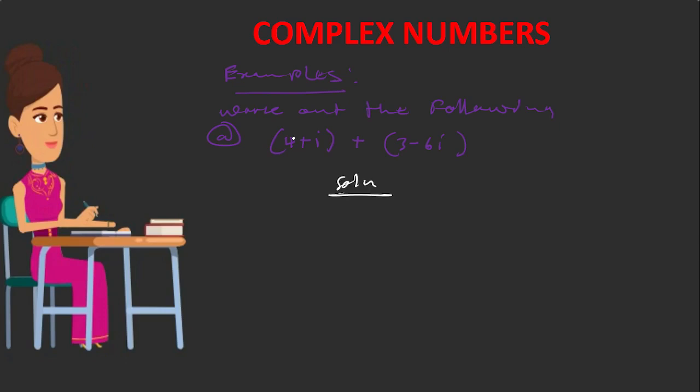From here, you can just simply write the question. So for that one, you're just going to say 4 plus i plus, open bracket, 3 minus 6i. This is our question, and this is how you can easily work it out. You're just going to remove the bracket because nothing is affecting these terms. So you say 4 plus i plus 3 minus 6i.